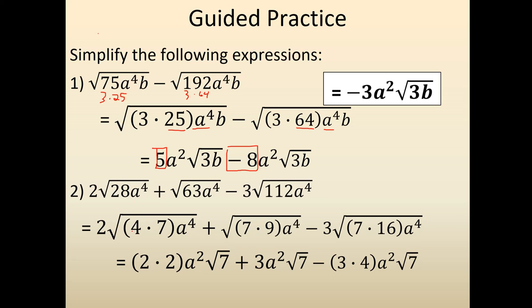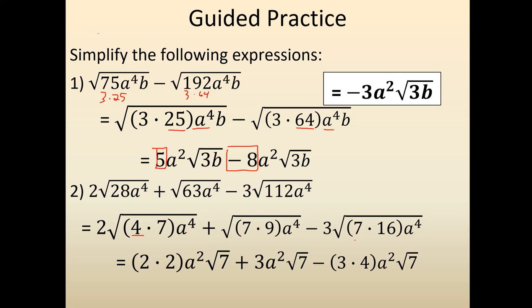So the 4 is the perfect square, so that gets pulled out and is multiplied by this number in front. So I get the 2 from before times another 2. Then we get the a squared. Radical 7 is left over. This one, the square root of 9 is 3, so we have 3a squared radical 7. And then the 16 is the perfect square. Square root of that is 4, so I get 3 times 4, a squared times radical 7.